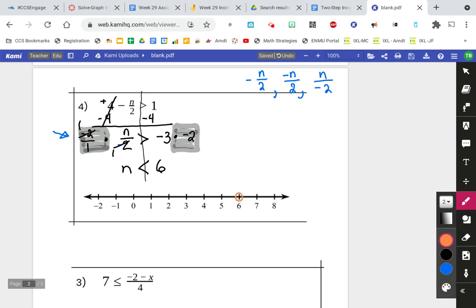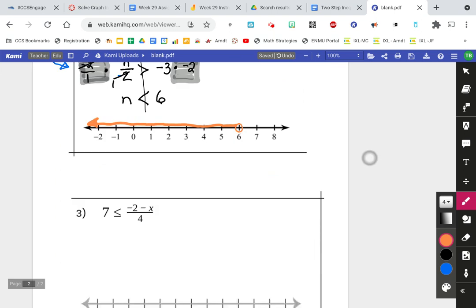Open circle at 6. And then I am going to need to draw an arrow or highlight all the numbers on that number line that are less than 6. And all these numbers on the left are less than 6. So that would be my graph. Open circle at 6, and arrow going to the left.